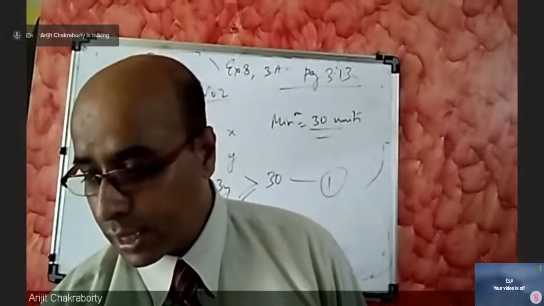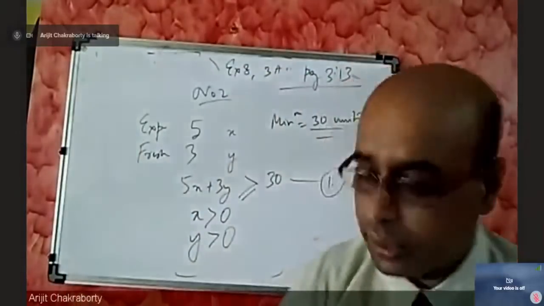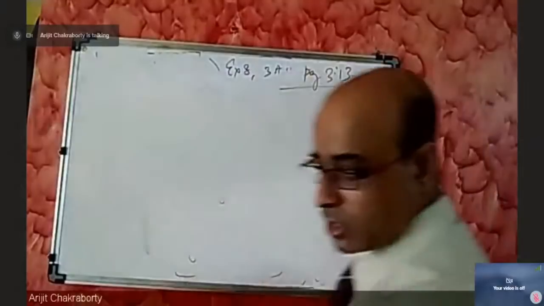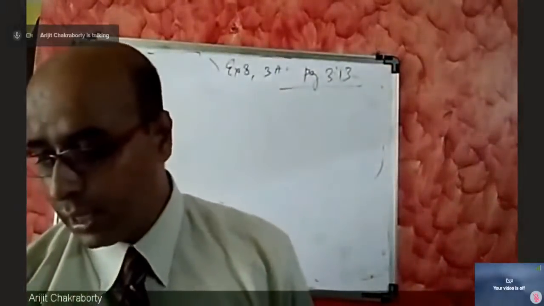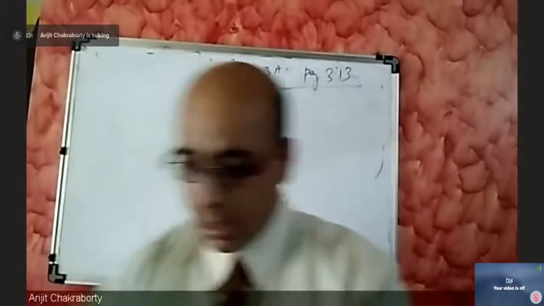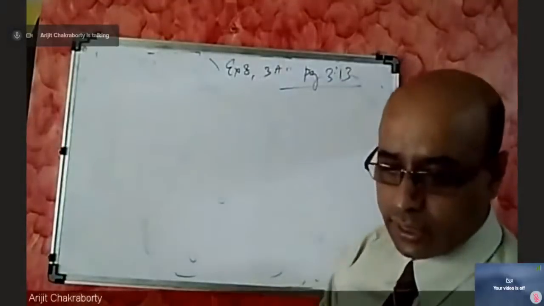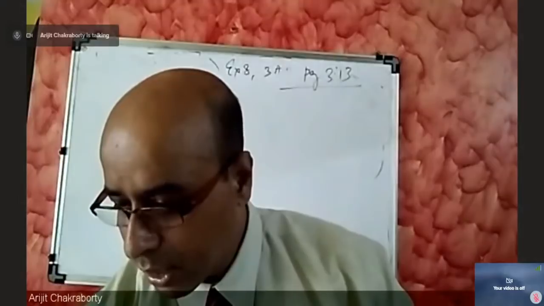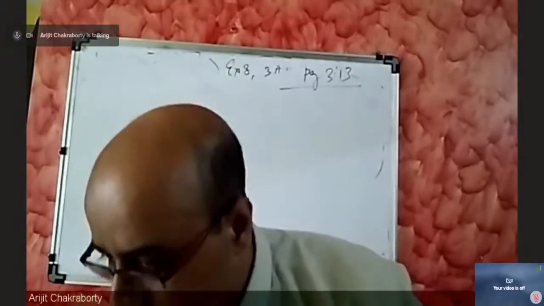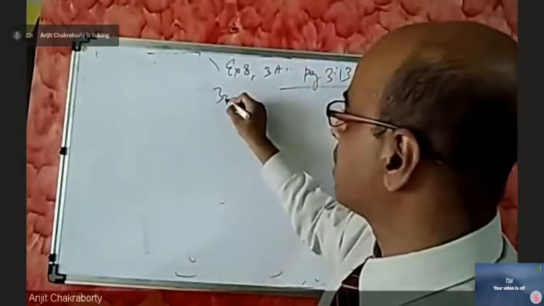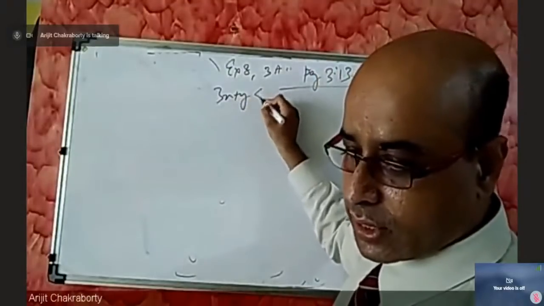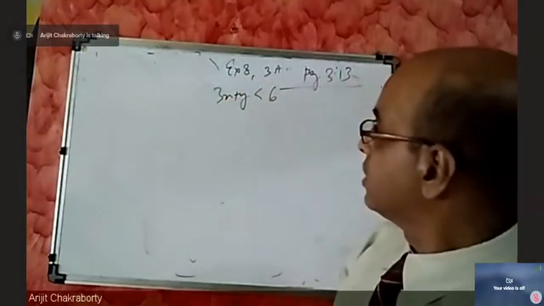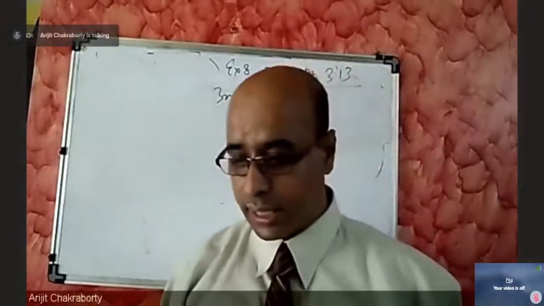Now let me take up the last one, on the graphical method. Possibly we'll end with that today. I'm taking up linear inequalities, and let me take example number 7. This is 3x plus y is less than 6. So we are trying to graphically plot this: 3x plus y is less than 6.